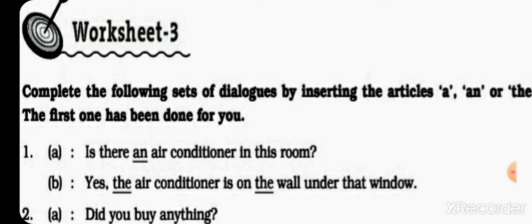Is there an air conditioner in this room? Is there an air conditioner? The first time, because of the vowel sound, we used an air conditioner.